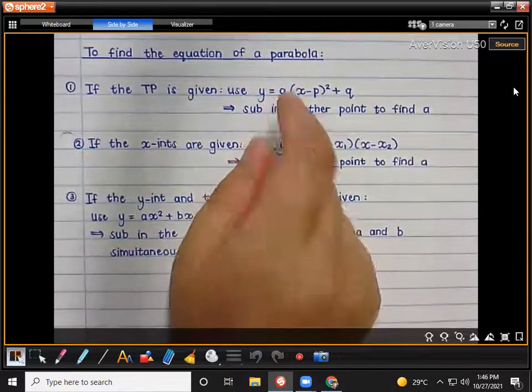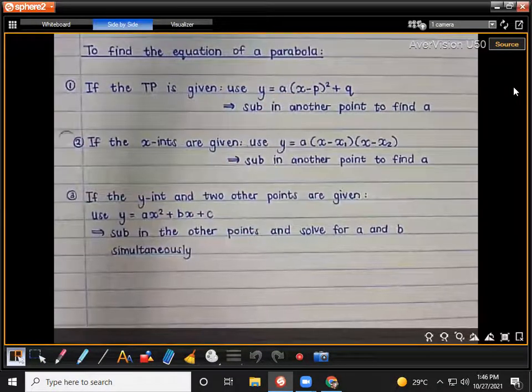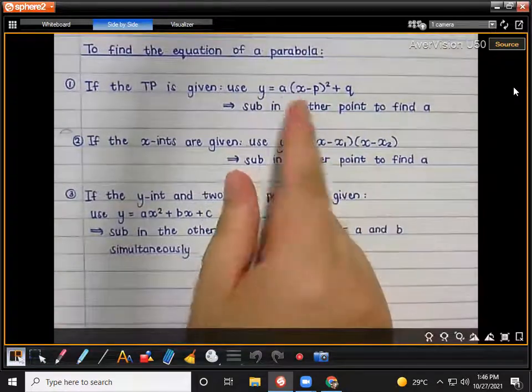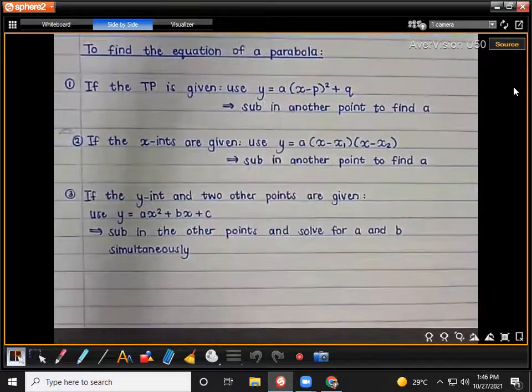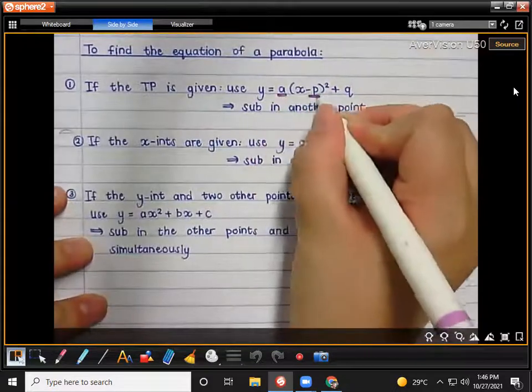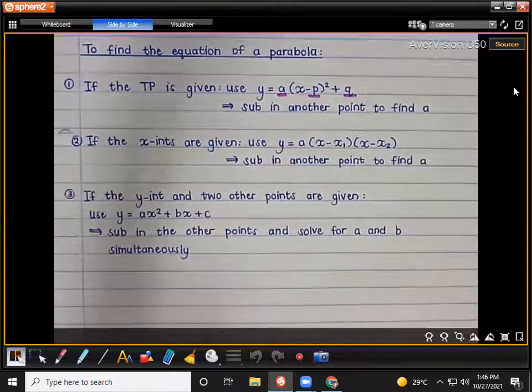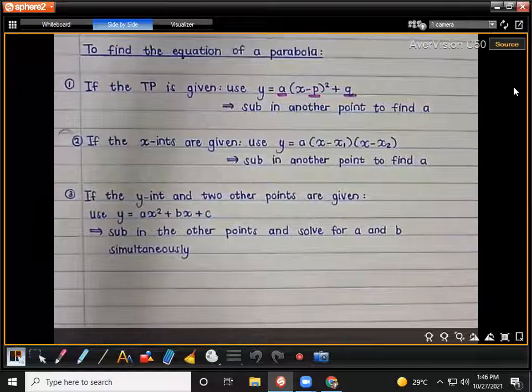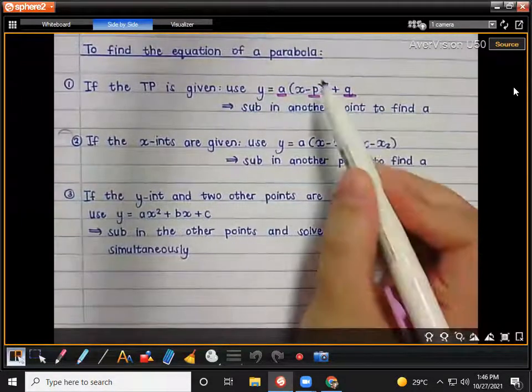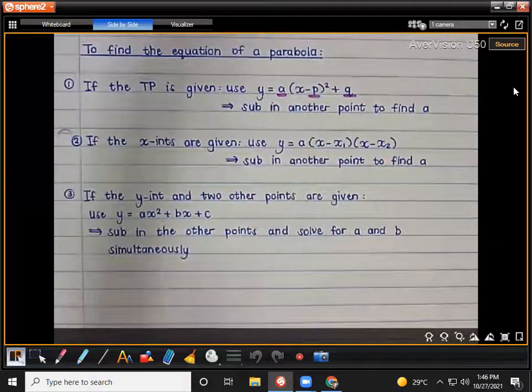All right, your equation is going to stay y equals something. The x is going to stay there. We basically need to find the values of a, p, and q. P and Q are easy because those are the values of the turning point. All right, so if they've given you the turning point, you're just going to sub that in. But then to find A, they have to give you more information.